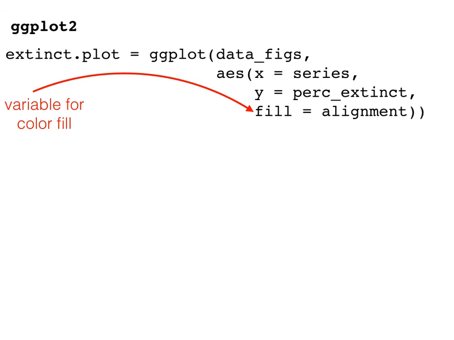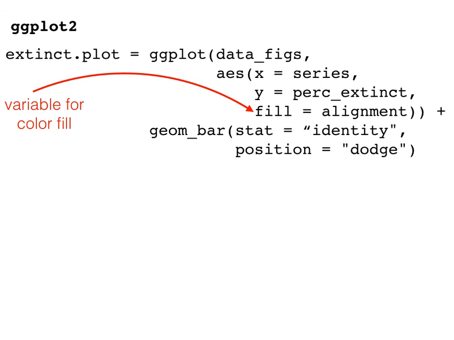It's also a way to get grouped bar plots, because first it will make bars for each of the levels within our X aesthetic, in this case series, and then within each level of our X aesthetic, it will make bars of unique fill colors for each level in our fill aesthetic, in this case alignment. This geom_bar call should also be familiar to you, but the position equals dodge call is new. This is important for our grouped bars. By setting position to dodge, we make sure the bars are side by side instead of being stacked on top of each other.